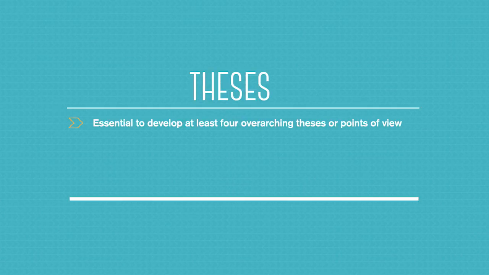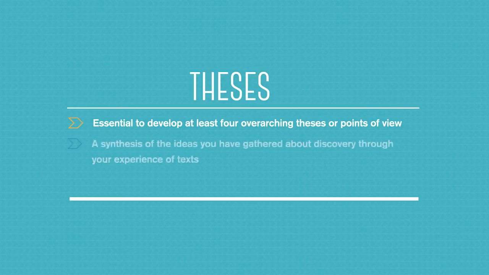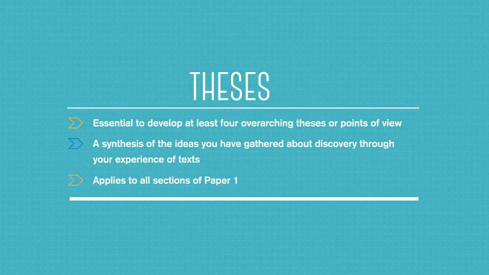Now the interesting thing is, this is going to apply for all sections of Paper 1. It's not just the essays you might think. In fact, when you write your creative writing, you should have an overarching message, point of view or thesis. What is it you're trying to say? What message are you conveying? So it's a synthesis of all the ideas you've gathered about discovery through your experience of text, whether it's through extracts, your prescribed text, or your own wide reading of text.